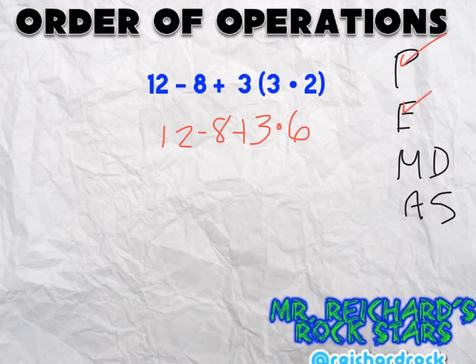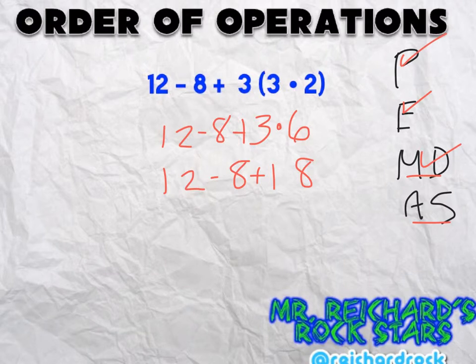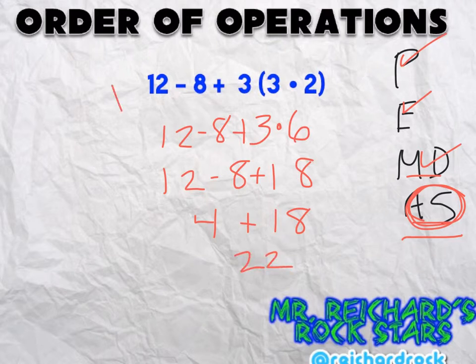I do not have any exponents, and now I'm going to evaluate multiplication and division left to right. So 6 times 3 is 18, and then I'm simply going to pull down my 12 minus 8 plus 18. Multiplication and division is finished. Then I have addition and subtraction left to right. So 12 minus 8 is going to come first because remember, it's at the same time left to right. So 12 minus 8 is 4, and then pull down my 18. And then finally 4 plus 18 is 22, and I have simplified this expression.